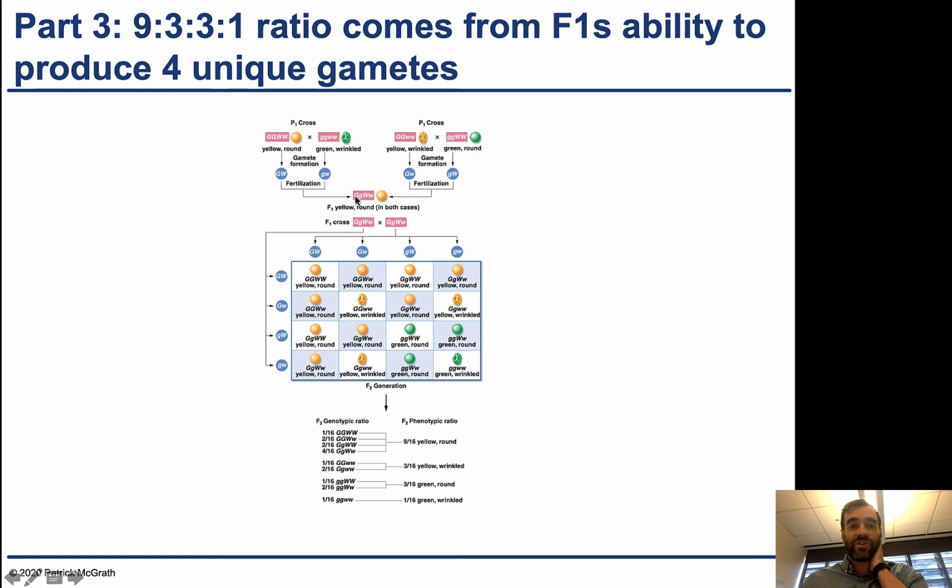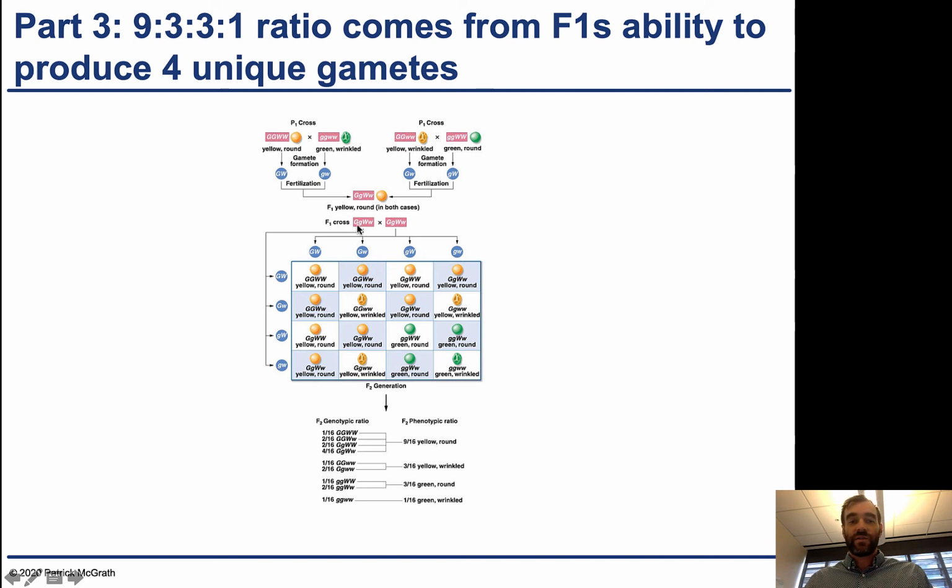So again, we have a gene that controls the color, G, and a gene that controls the shape, and the F1 individuals are heterozygotes. Now it's important to note, if we look at these individuals, we can calculate how many unique gametes can be formed. The answer is 4. These are the 4 possible gametes that can be produced by this F1.